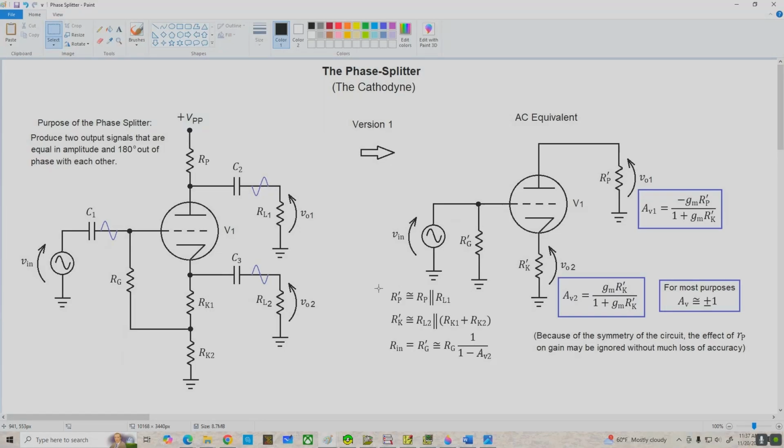Now, when I'm taking the output of the cathode follower directly from the cathode, I'm going to call that version 1 of the circuit. And if you watched the previous video, you might remember that instead of taking the output from the cathode, we can come out from the junction of RK1 and RK2, and I'm going to call that version 2 of the circuit, and we're going to look at that next.